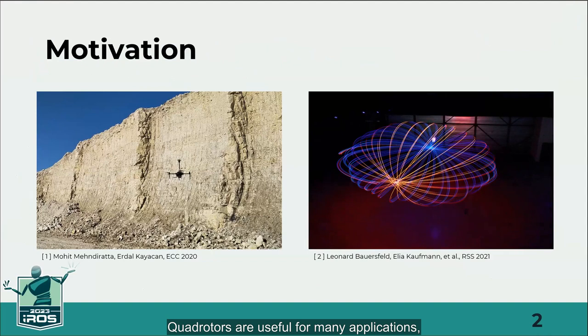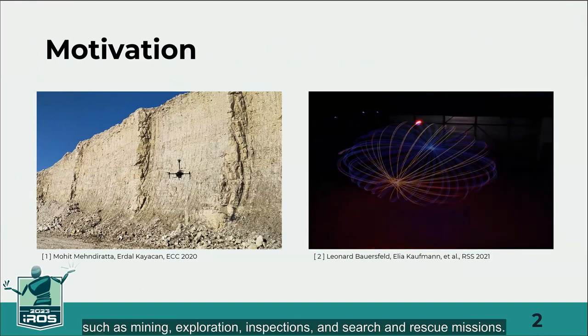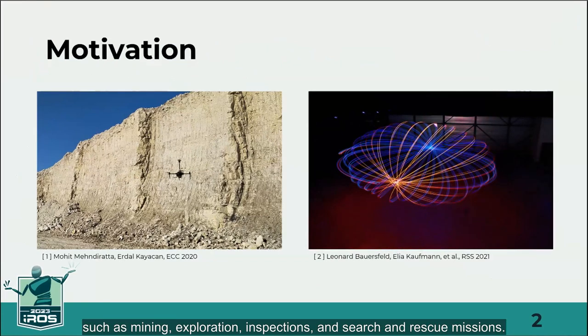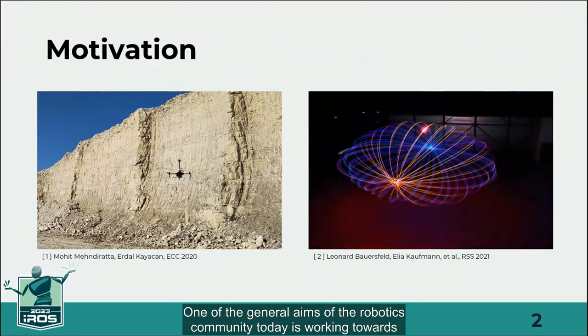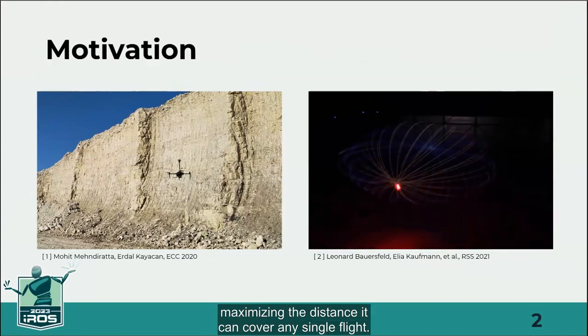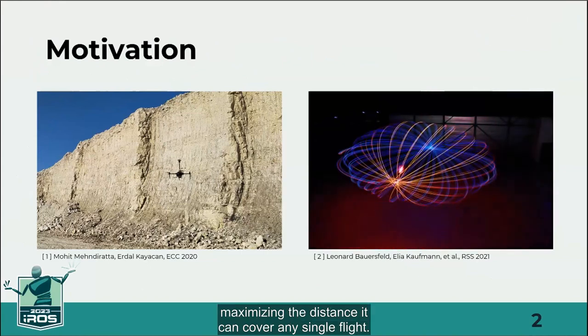Quadrotors are useful for many applications such as mining, explorations, inspections, and search and rescue missions. One of the general aims of the robotics community today is working towards improving the drone's utility by maximizing the distance it can cover in a single flight.